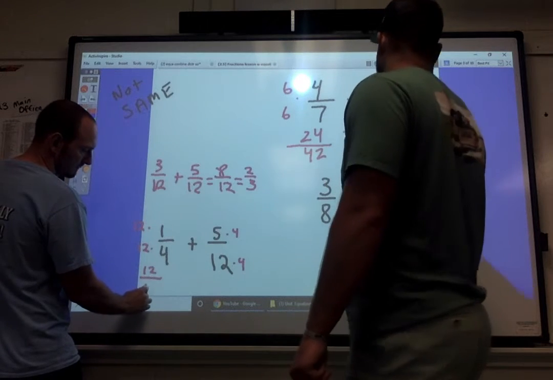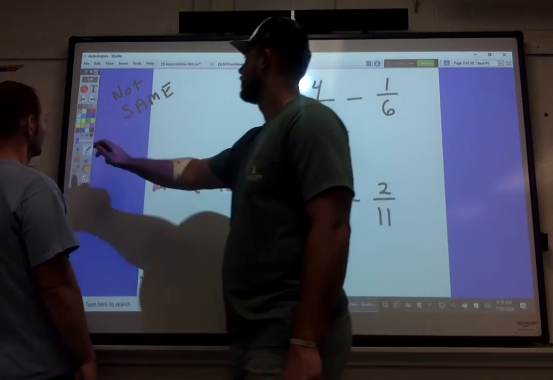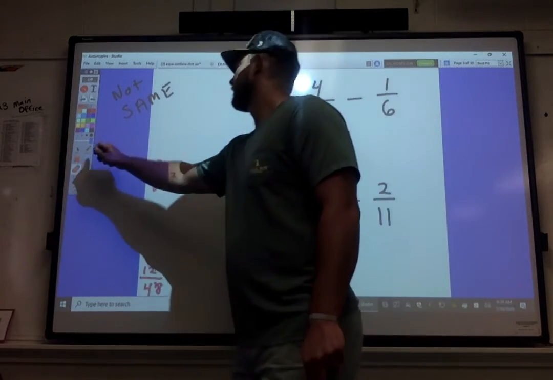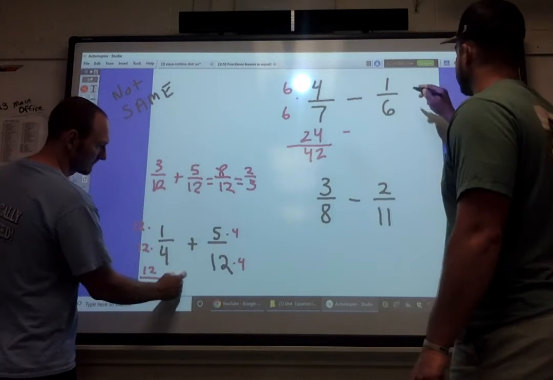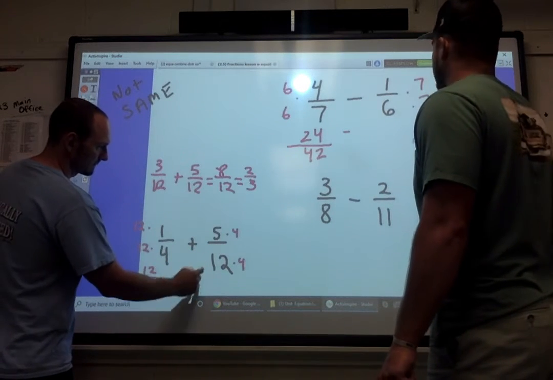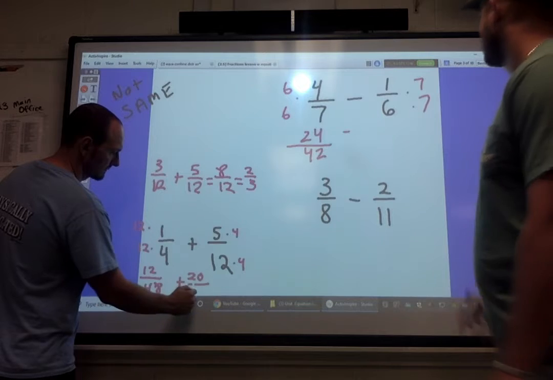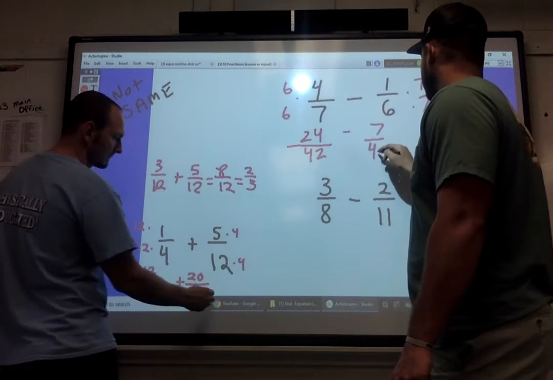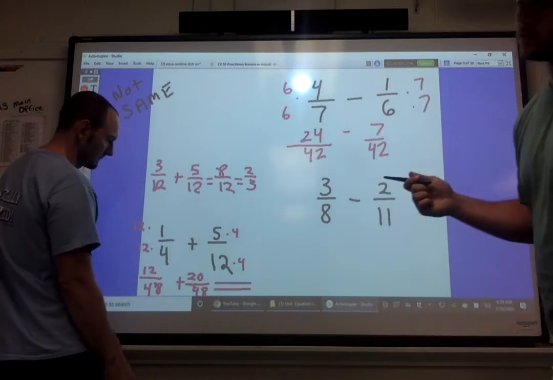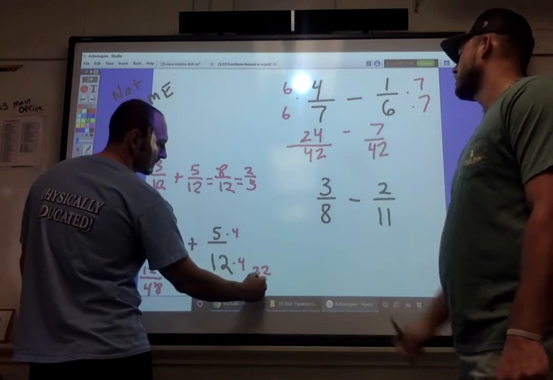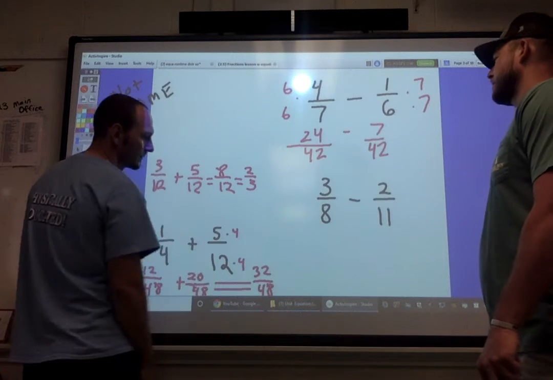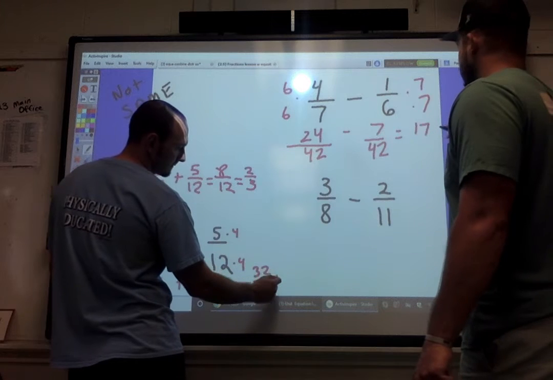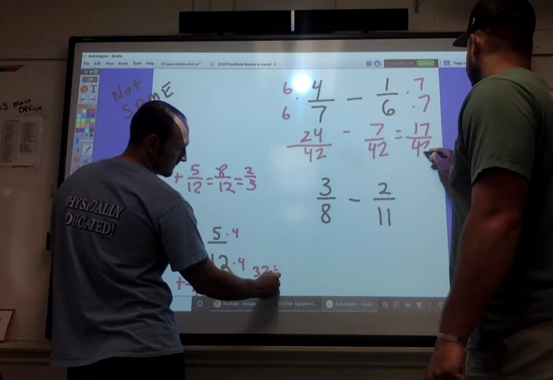And I'm subtracting, oops, where's my little, multiplying by 7, by my numerator and denominator on this side. 7 times 1 is 7. 7 times 6 is 42. Now my denominators are the same, so I'm just going to subtract my numerators. 24 minus 7, well, that's equal to 17 over 42.